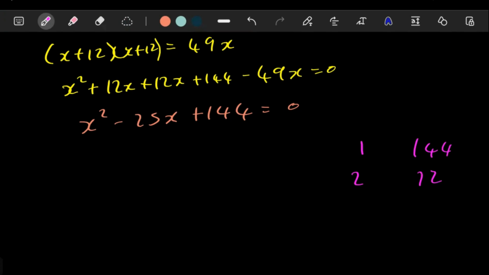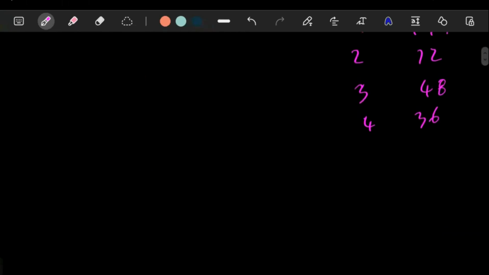Does 3 go into 144? I don't know, let's find out. Yes, it goes in 48 times, but 48 and 3 don't make a 25. So let's keep checking. 4 and 36, nope, doesn't work. 5 won't go in there. 6 and 24, definitely not going to make 25.